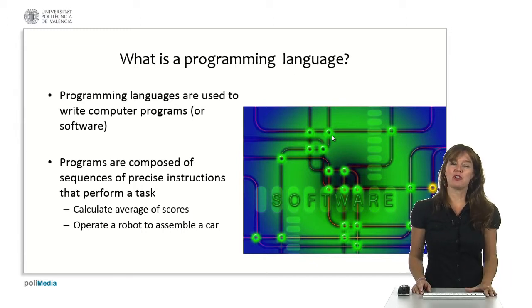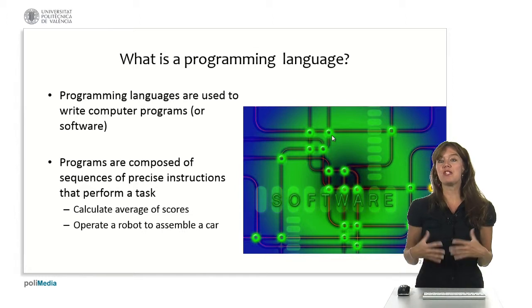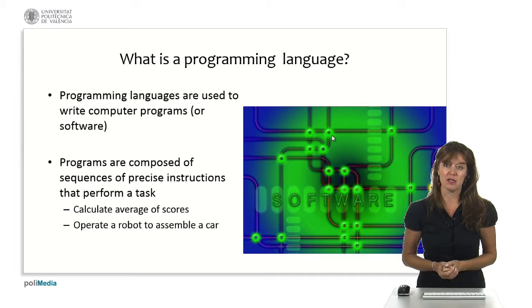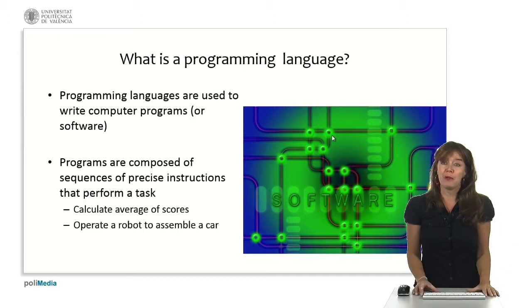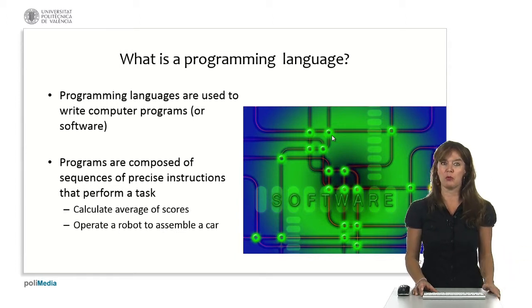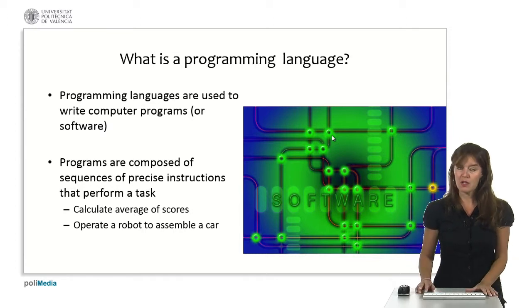Programming languages are used to write computer programs, or software, as we also call that. Programs are composed of sequences of precise instructions that indicate how to perform a task. A task like, for example, calculate the average of student scores or operate a robot to assemble a car. These are all tasks that we can program with a programming language.